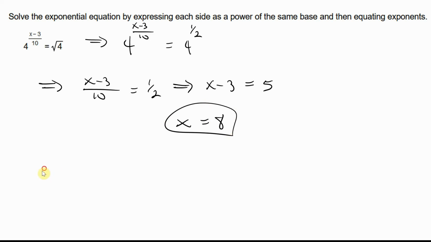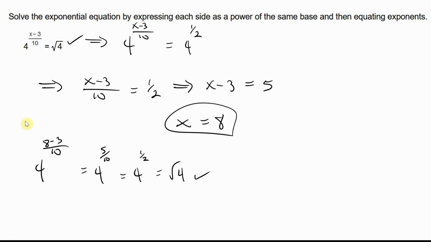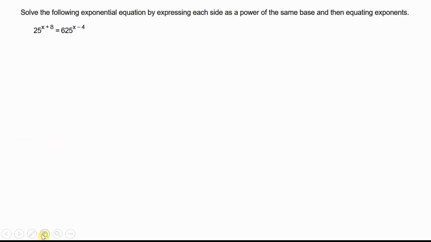Again, let's make sure that makes sense. So this is 4 to the (8 minus 3) over 10. This is 4 to the 5 over 10. That's 4 to the 1/2. Well, that's the square root of 4. I did say that was a check. Check. All right. Again, look at the bases.